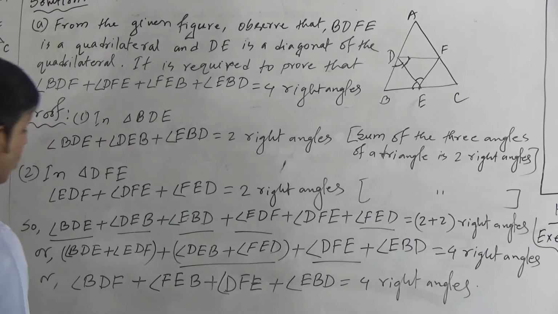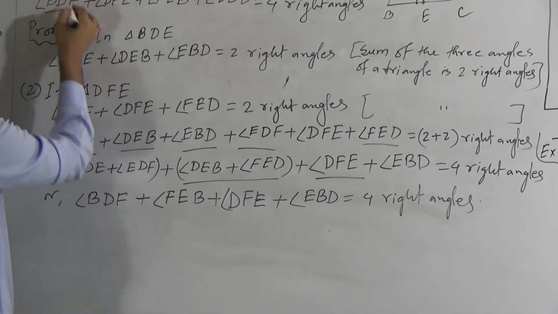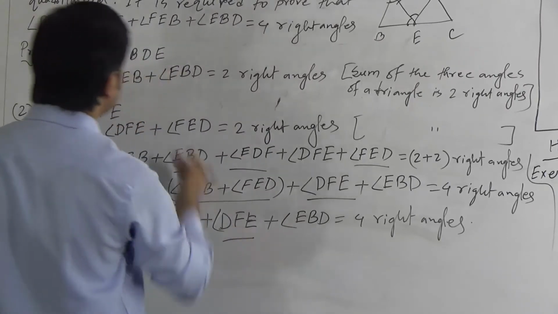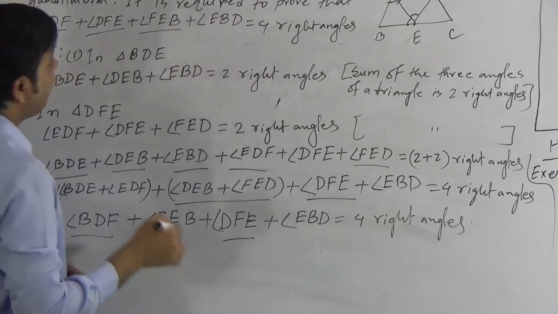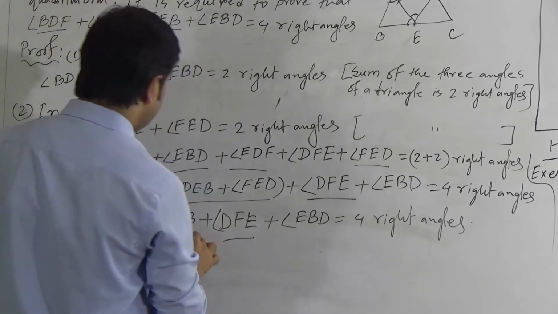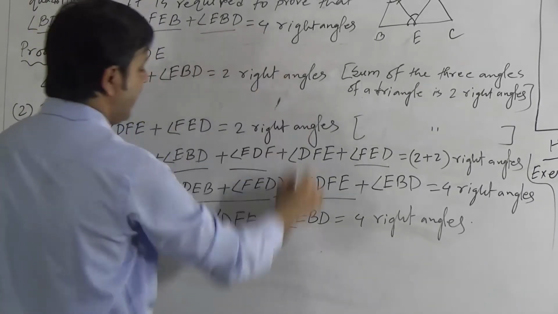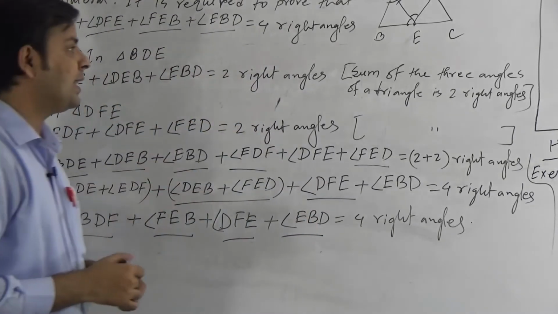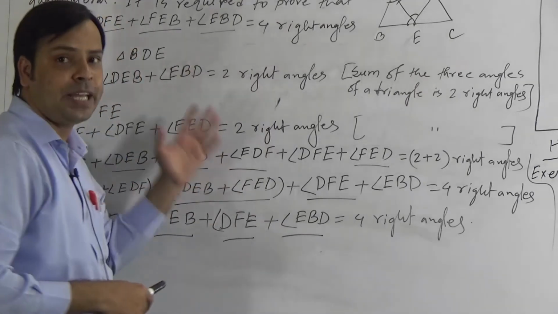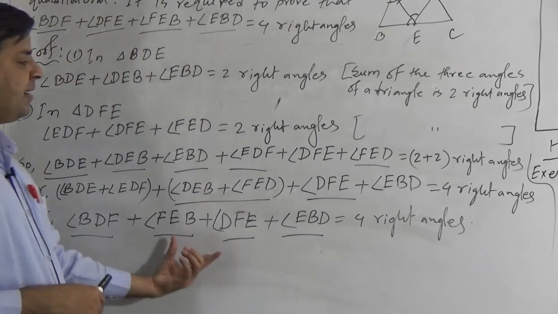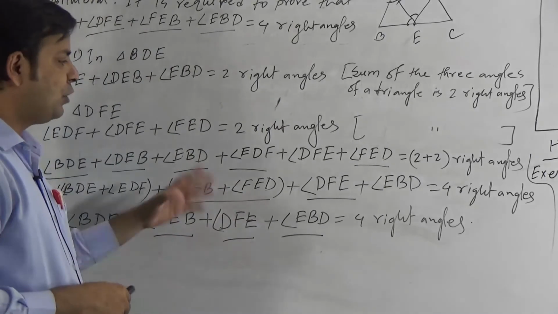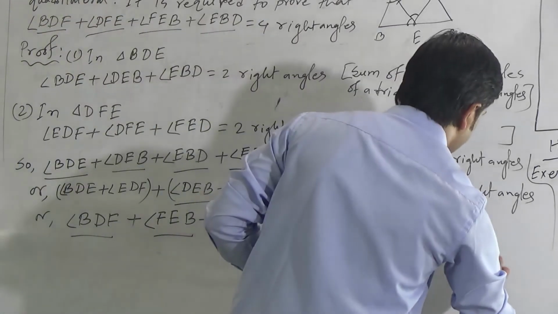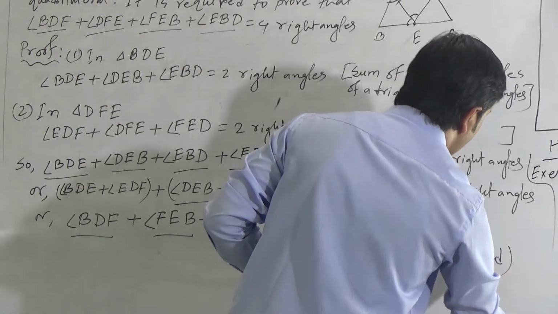Okay, dear students, so if you match, here is BDF, here is DFE, here is FEB, here is EBD. So the sum of 4 angles is equal to 4 right angles. We have proved. If you want, you can arrange this. If you don't arrange that, there will be no problem here. Okay, the proof is done here. So we can write here proved. So proof of A is done.